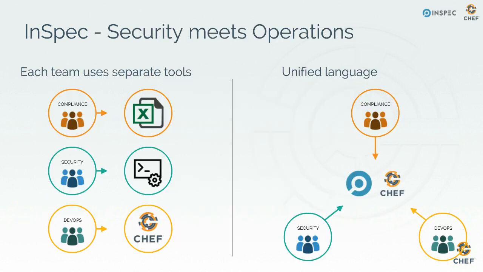And so what we have today, right, and this is what we have on the left, is that our compliance teams are working mostly with spreadsheets and Word documents. Our security teams may be writing some scripts and occasionally running them. And then the DevOps teams are doing Chef or any of the other kind of configuration management and other rapid deployment frameworks.